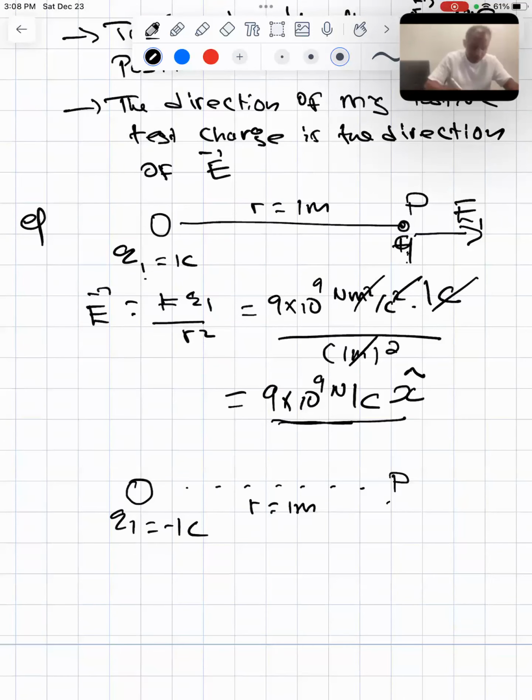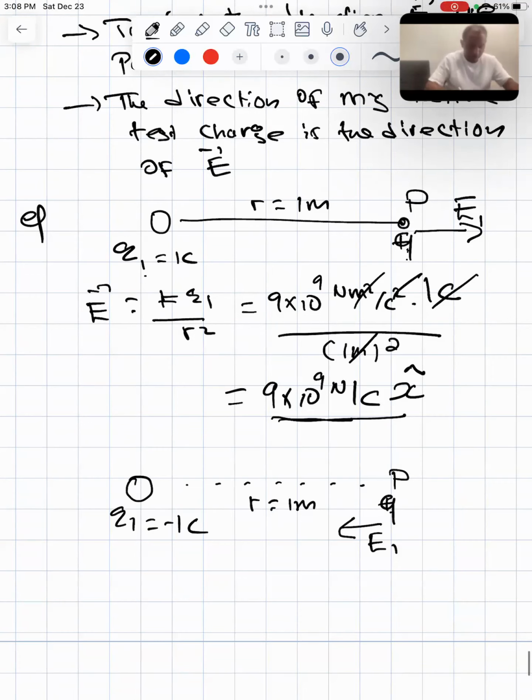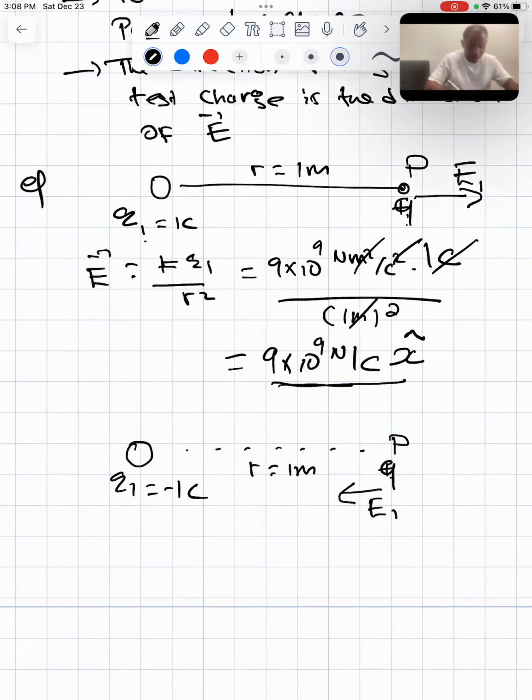First you have to find the direction, using your positive test charge, because your positive test charge is going to be attracted by Q1. Unlike charges attract each other: Q1 is negative and your test charge is positive, so it is going to be attracted to Q1. So E1 is going to be towards the left, okay? The direction of the positive test charge is the direction of the electric field. The electric field is now in the negative x direction.